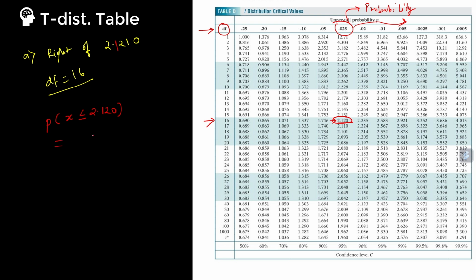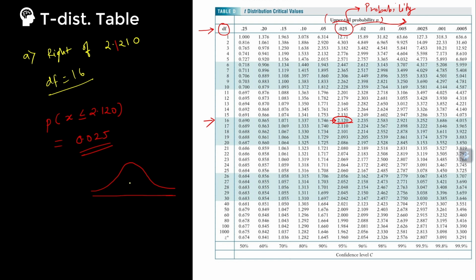So this comes around 0.025. I hope this is clear to you. So let's understand this with the representation. This is our normal distribution curve. The above values are our area probability as mentioned over here.